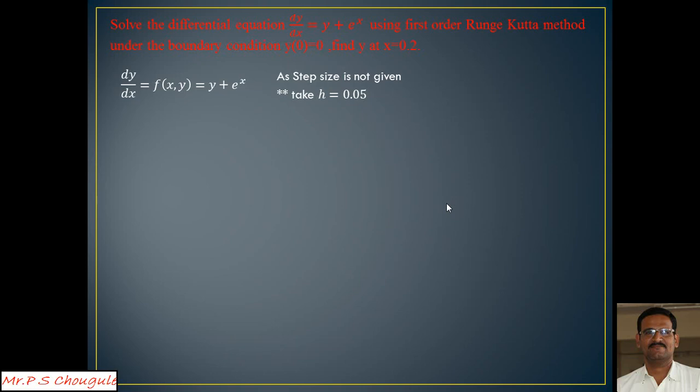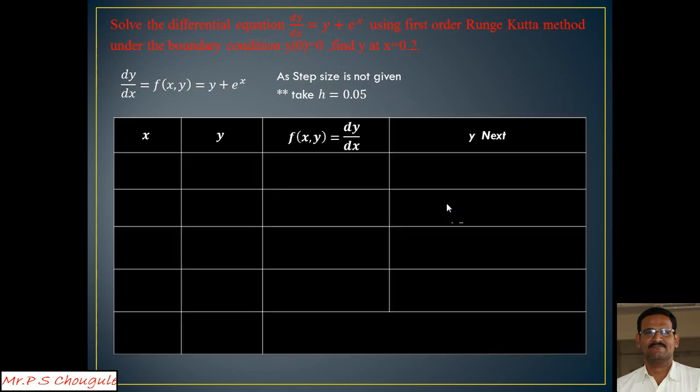You can take here 0.1 also. But as we decrease the step size, we will get a more approximate answer. That's why I have taken here 0.05. So by tabular method, the initial values which they have given, x0 is equal to 0, y0 is equal to 0, and by putting both these values in our function, we will get f of x0, y0, which is equal to 1. Now Euler's formula, which is y1 is equal to y0 plus h into f of x0, y0, and by this we will get the value of y1, which is 0.05.